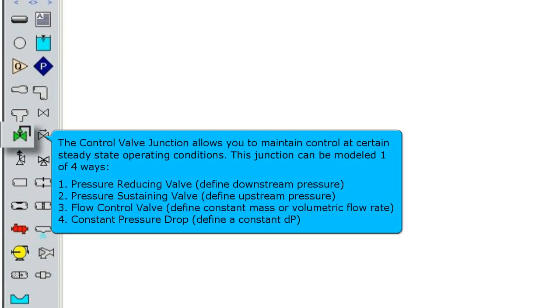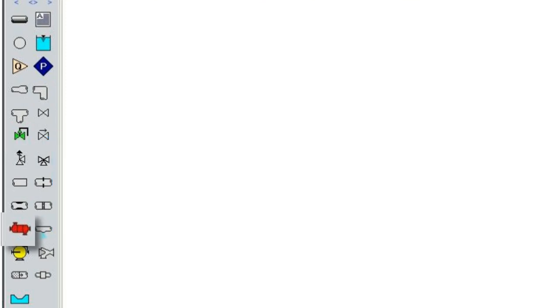The control valve junction allows you to maintain control at certain steady-state operating conditions. This junction can be modeled one of four ways: a pressure-reducing valve by defining a downstream pressure, a pressure-sustaining valve by defining upstream pressure, a flow control valve by defining a constant mass or volumetric flow rate, and a constant pressure drop valve by defining a constant pressure drop, which is maintained regardless of the flow rate.